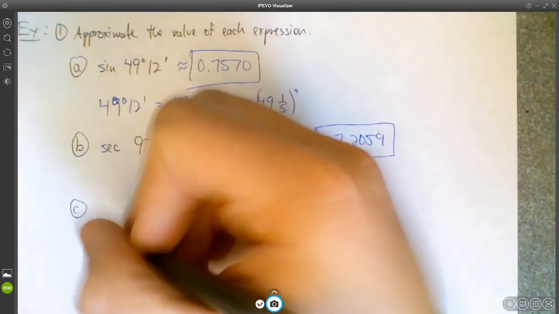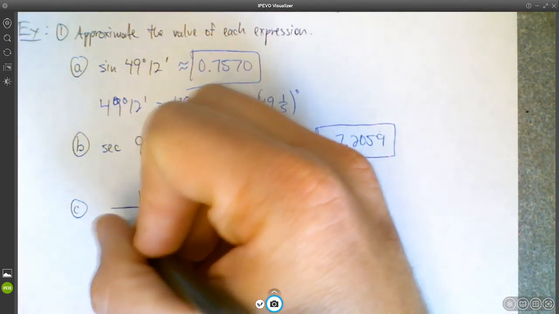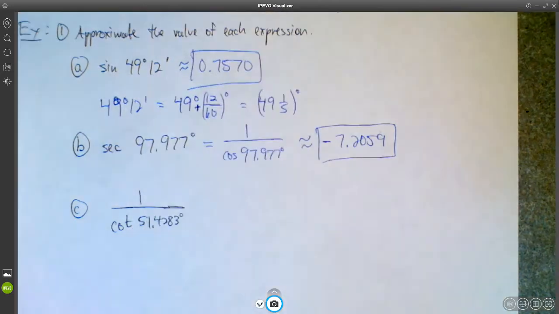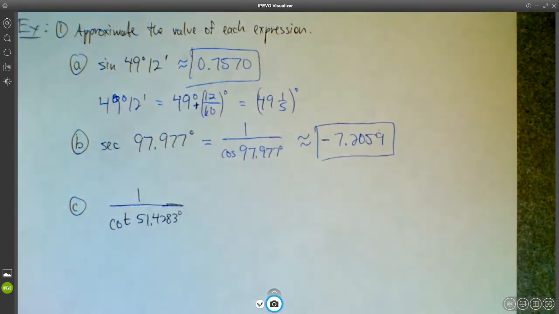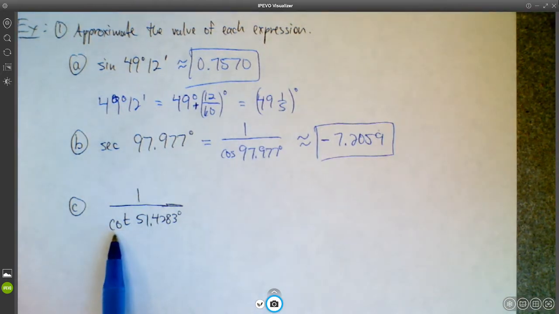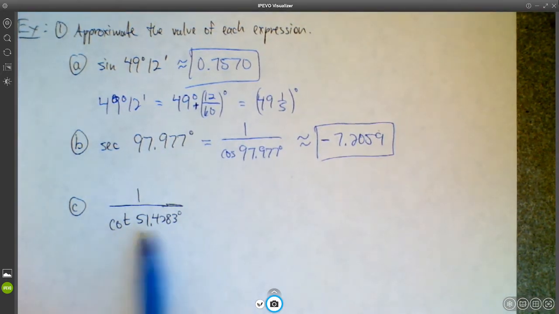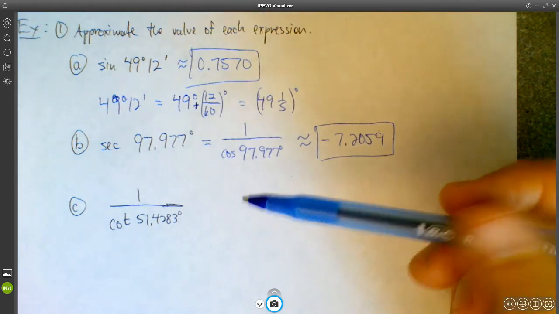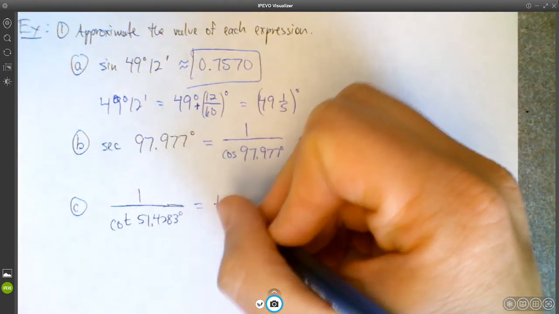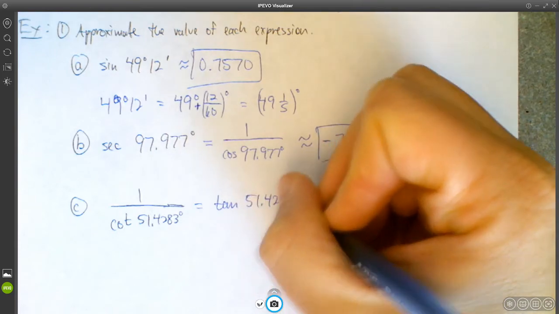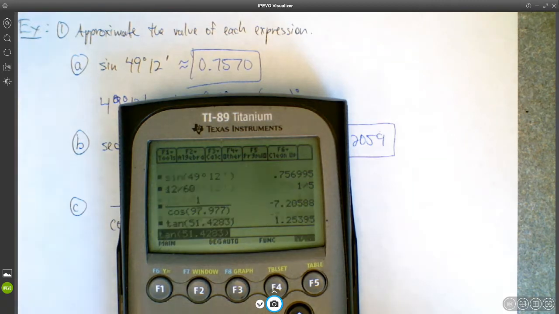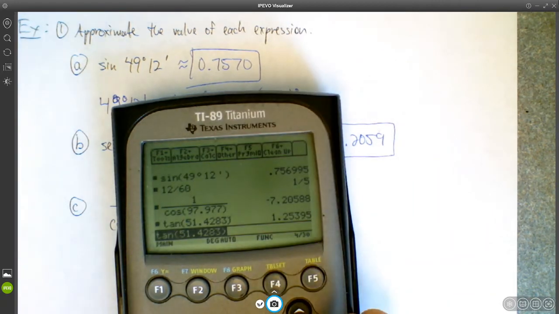Here's another one. We'll do 1 over cotangent of 51.4283 degrees. Once again, this is another example of one that you don't have a cotangent button for, but you do probably have a tangent button, so you should just use a reciprocal identity. 1 over cotangent is the same thing as tangent, right? So this is just tangent of 51.4283 degrees, and you can use your calculator for that. So 1.2540.